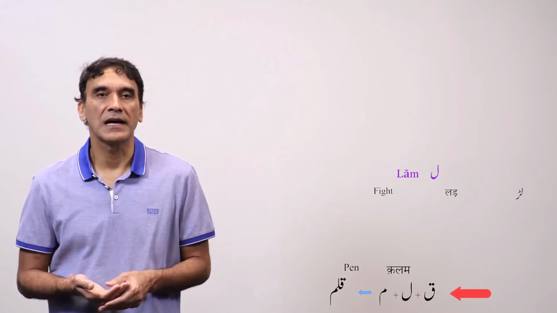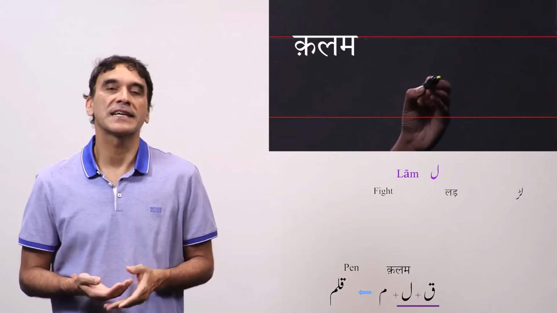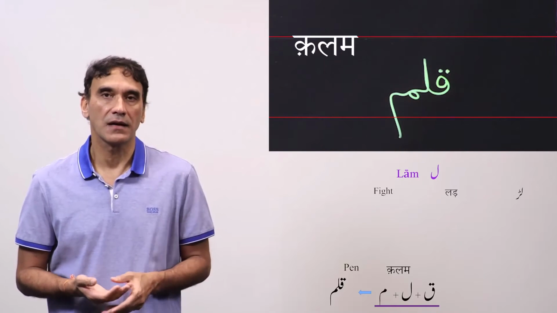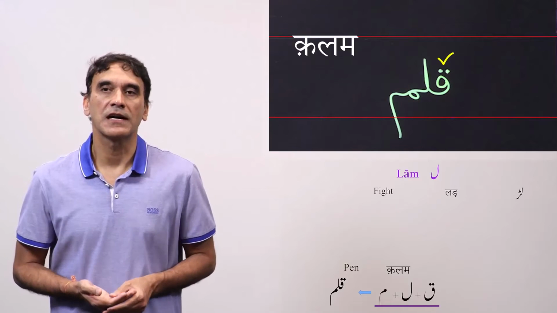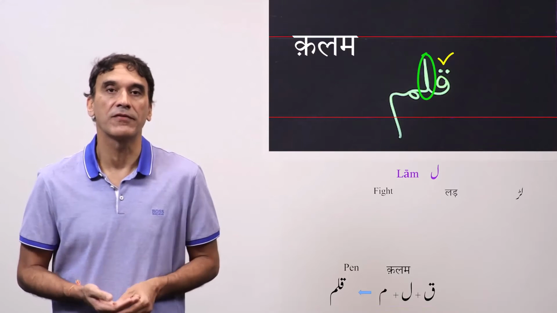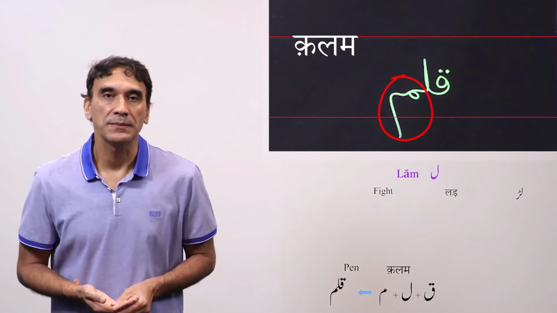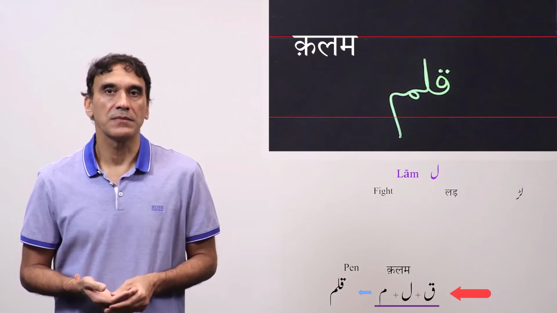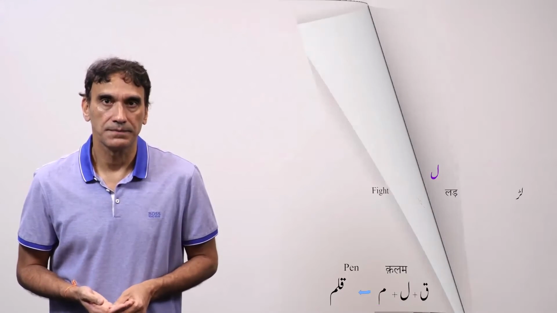The second word is kalam, that means pen. Here Lām comes in between 2 letters and takes the medial shape. The spelling is Qaf plus Lām plus Mīm, kalam. The first letter Qaf takes the initial form, which is connected to Lām, that takes the medial form. And the last letter Mīm takes the final form. Qaf plus Lām plus Mīm, kalam.